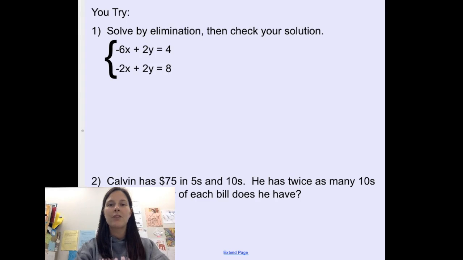We will go over the other two examples in class that we missed from the video, but again, if you're comfortable with this process, you can start the U-Try questions on your own.